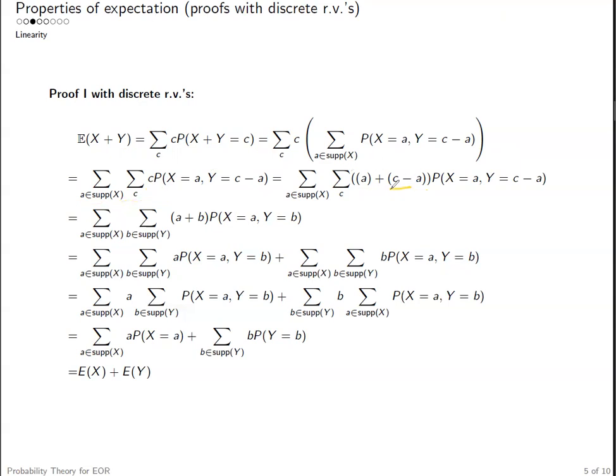Now let's denote b equal to c minus a. And given c is going to go through all possible values that could be taken by the summation X plus Y, it essentially means this b value should exhaust all possible choices within the support of Y. So c goes through all possible values. That essentially means here, this b is going to go through all possible values, which will be all possible values taken by Y.